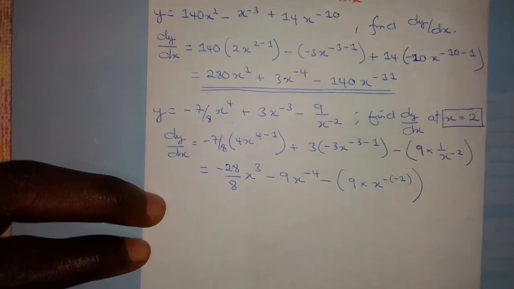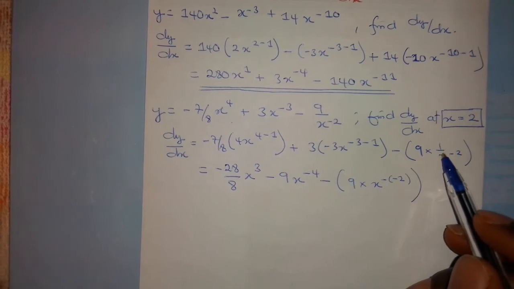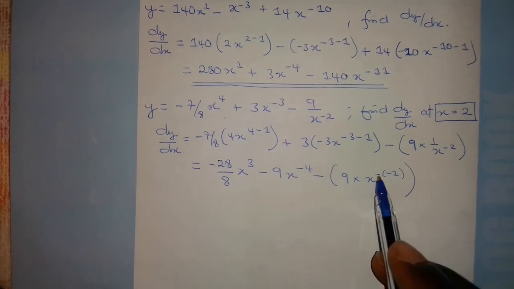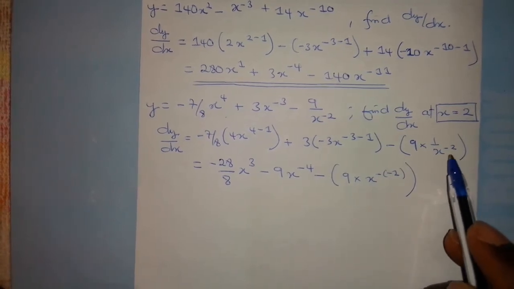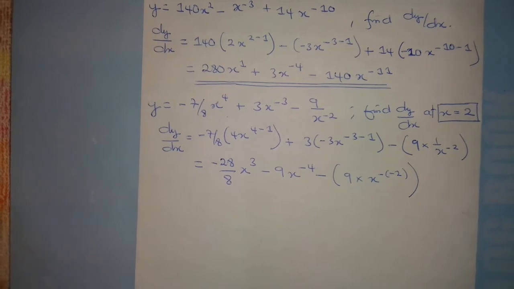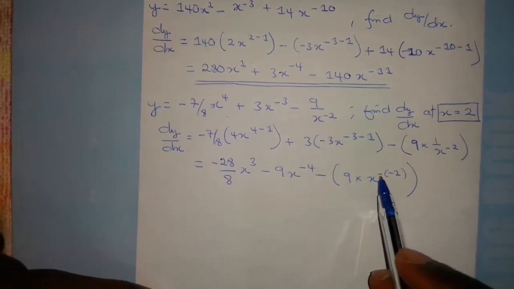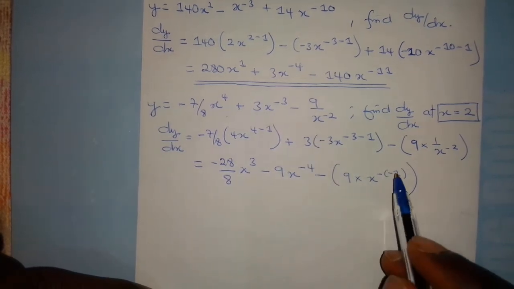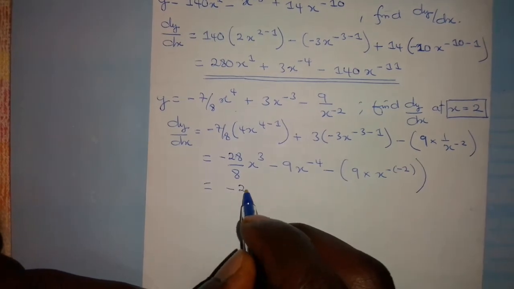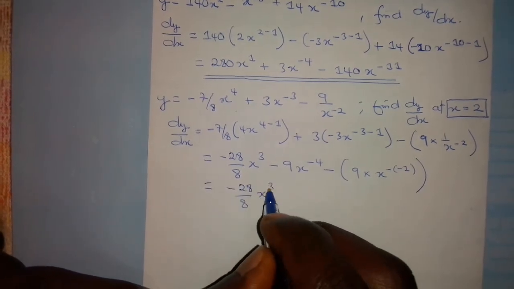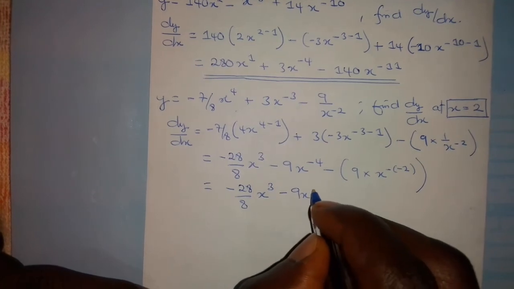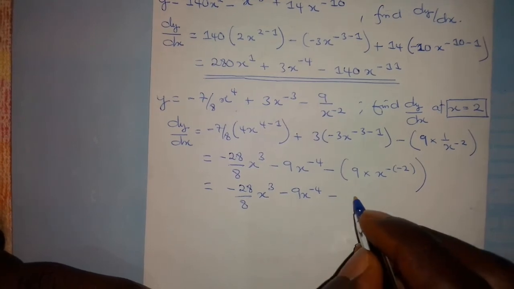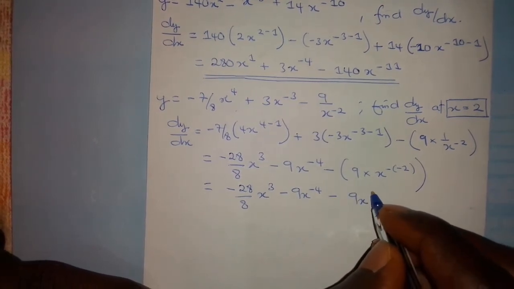Remember, I told you that if you want to make the division sign or the fractional sign disappear and you want to bring that thing up, then you introduce a negative sign in front of its power. So whichever power that thing carries, it must now be introduced with a negative. So that's the reason why we're introducing this negative. Actually, this negative came with the x here, but now we're introducing this negative. So this is equal to minus 28 over 8 x raised to the power of 3 minus 9x raised to the power of minus 4 minus 9x raised to the power of 2.